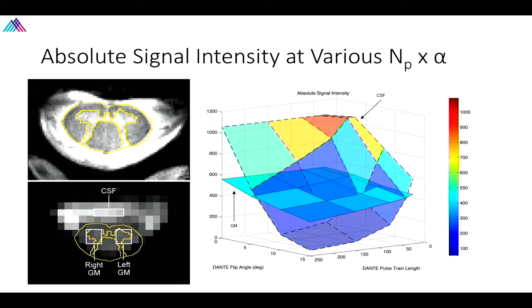So first and most simply, we measured the absolute signal intensity within the left and right gray matter. This is the sum of the absolute signal intensity in the left and right gray matter, and also the signal intensity within the CSF. And we plotted these against these two DANTE parameters, the flip angle and the pulse train length. And as we see here in the surface plot, as DANTE becomes more intense, as we ramp up these parameters, the CSF signal is very strongly attenuated, while the gray matter signal is somewhat more modestly affected.